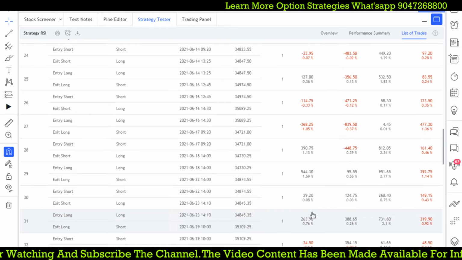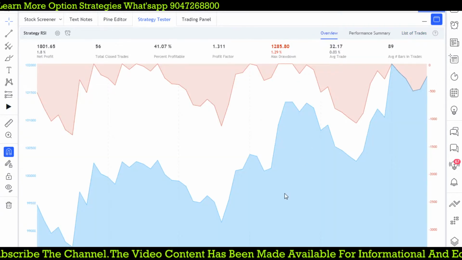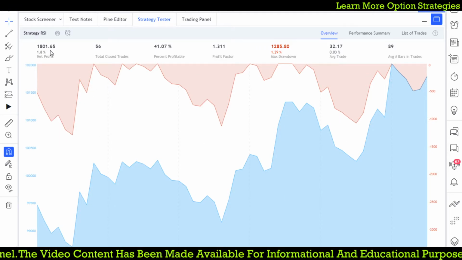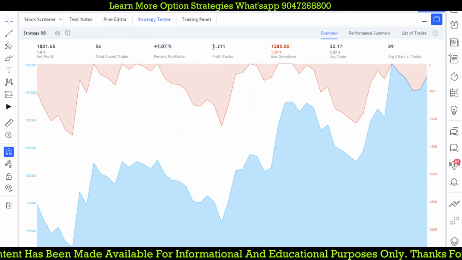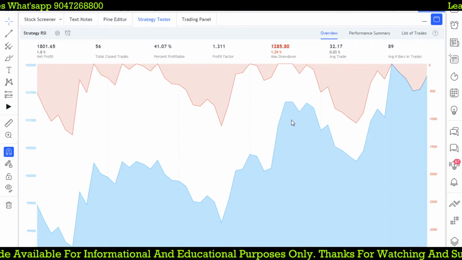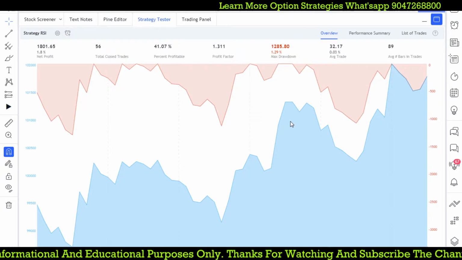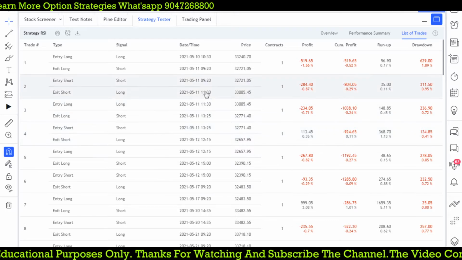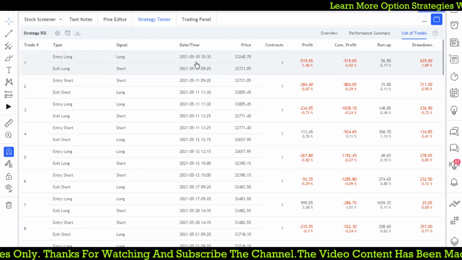So we don't do anything here. We simply follow the strategy. This is the drawdown and maximum profit: 1800 points profit, 56 trades, 41% accuracy, profit factor 1.3, and maximum drawdown is around 1285 points, almost 30,000 rupees, right? And how long are we doing the trade? Let's go from the starting, almost the 10th of May.